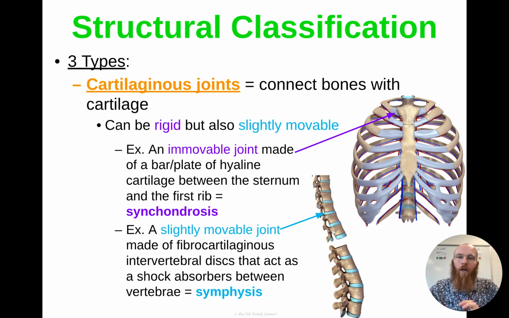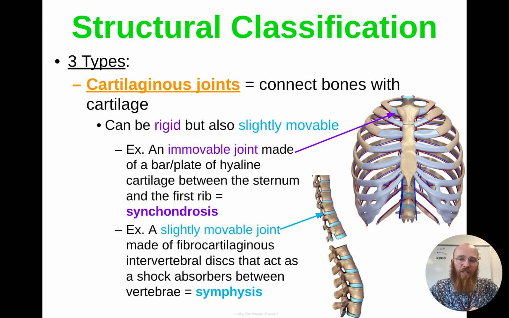The next type of structure would be cartilaginous joints, which implies that this is going to connect bones with cartilage. Now these can be rigid but also slightly movable, and again the function that's required of these is ultimately going to indicate why they are anatomically structured the way that they are. So, rigidity for support's sake, but slightly movable for other purposes.